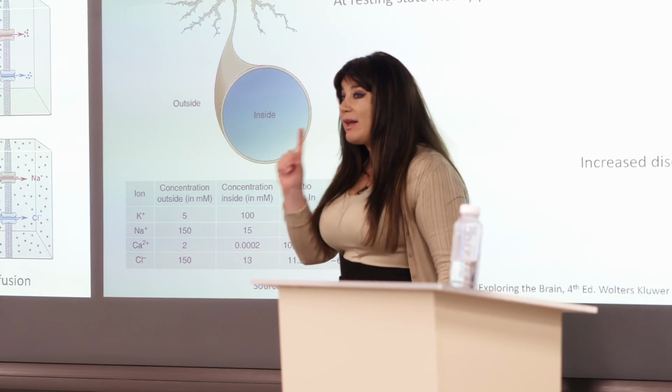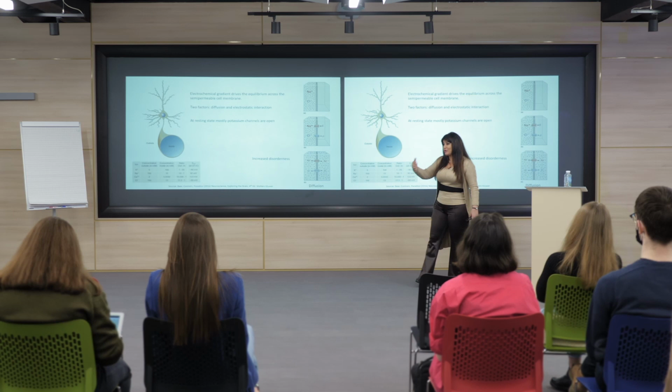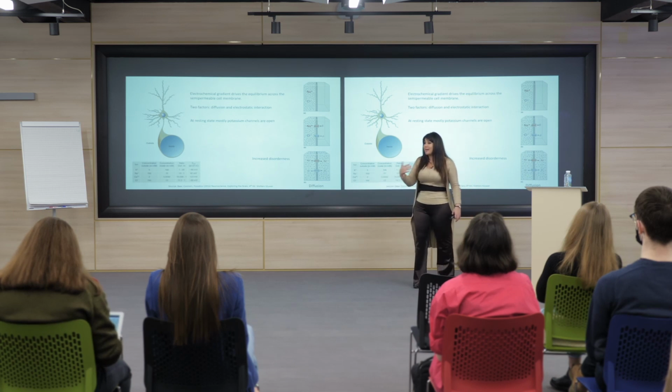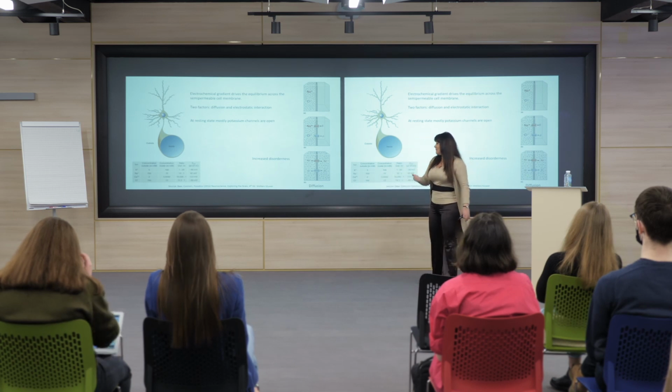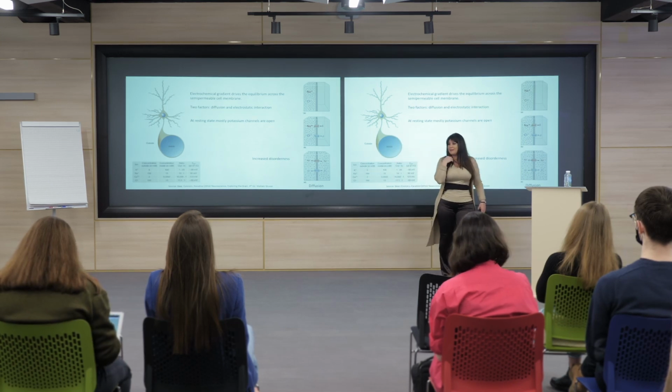So there is only one ion that is more concentrated in the inner part of the neuron compared to the outer part, and that is potassium. Okay?